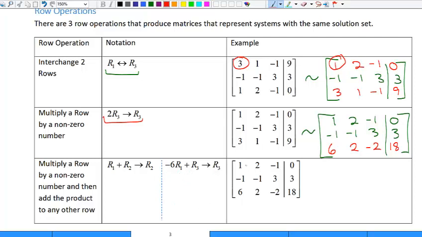So I'm going to give you 2 examples here. First of all, notice that I'm messing with row 2 and I'm messing with row 3. So who stays the same?